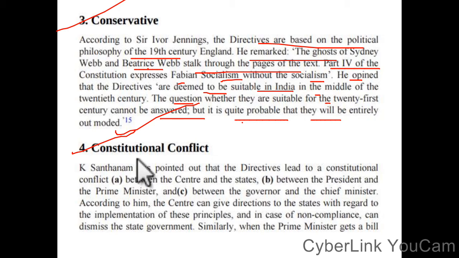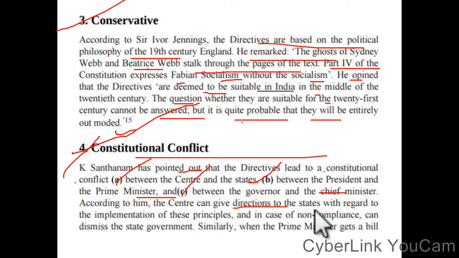The constitutional conflict. K. Santhanam pointed out that the directives lead to a constitutional conflict between the center and the state, between the president and the prime minister, and between the governor and the chief minister. According to him, the center can give directions to the state with regard to the implementation of these principles, and in case of non-compliance, can dismiss the state government.